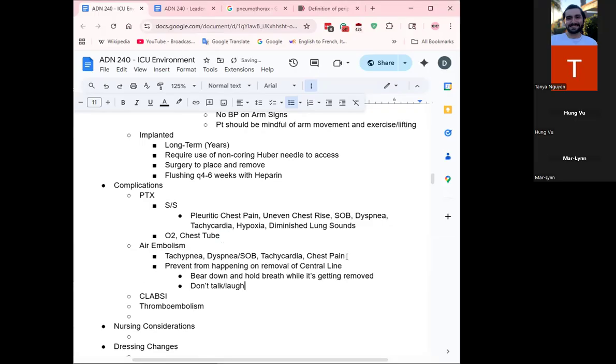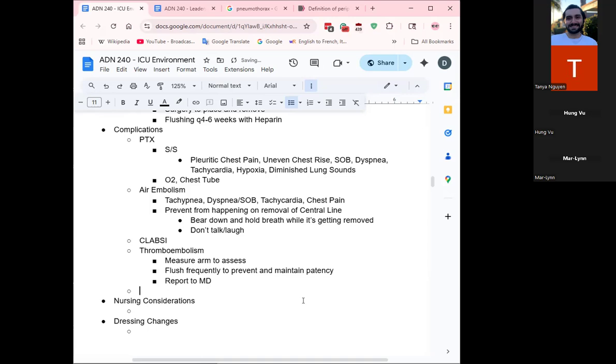They are similar though, but this is what you want to prevent when you're removing a central line. When you're removing a central line, you have to tell them to bear down, hold your breath, and try not to talk or laugh. For the thromboembolism, we've already discussed some of that. You want to measure the arm to assess, and flush frequently.